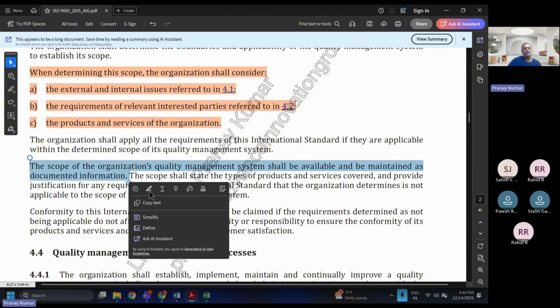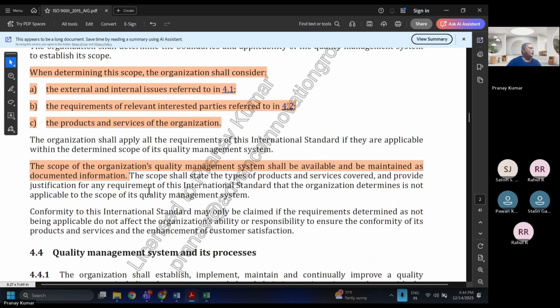So what is your question, Satish? The question is, is the scope of the organization correct? Determined, maintained, available, as documented information for the quality management system?